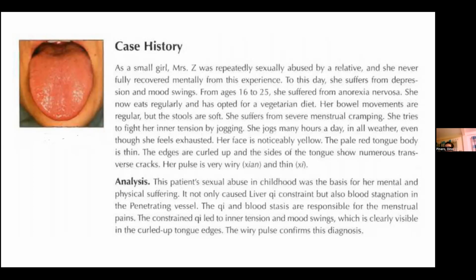Okay? Sa analysis, that patient's sexual abuse in childhood was the basis for her mental and physical sufferings, not only caused by liver Qi constraint, but also blood stagnation in the penetrating vessel. The Qi and blood stasis are responsible for the menstrual pains. The constrained Qi led to inner tension and mood swings, which is clearly visible in the curled up tongue edges. The wiry pulse confirms this diagnosis. Okay, so we correlate it with the pulse.